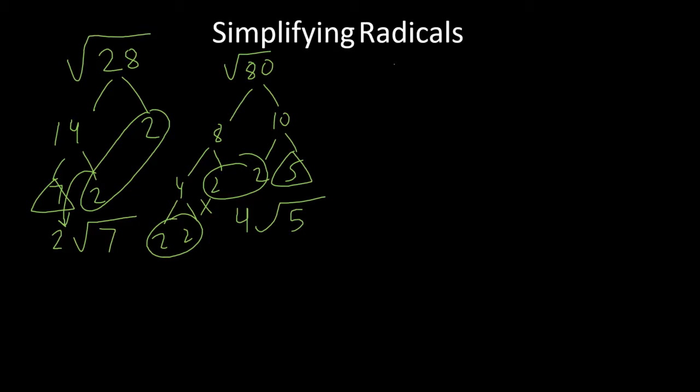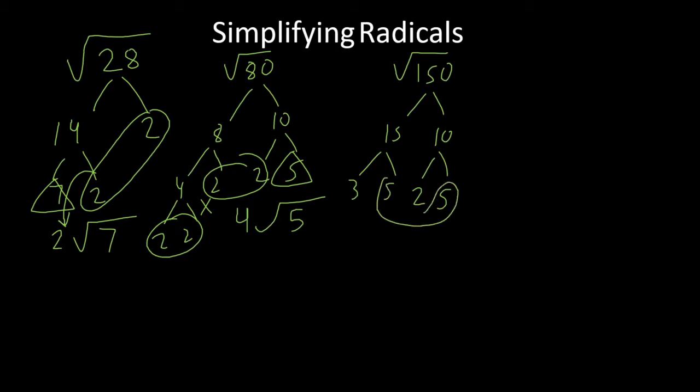The next one, let's try 150. This one's 15, 10, 2, 5, 3, 5. I know that these two date, and I know that these two are the single ones, so the 5s go out and date. What happens with the 3 and the 2 is they multiply. So 3 times 2 is 6. So it would be 5 square root of 6.